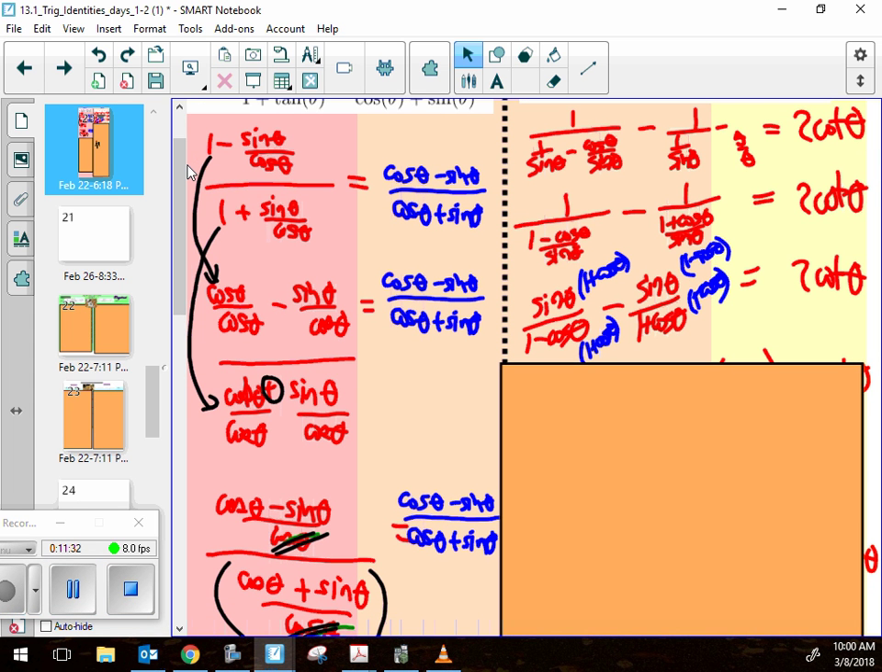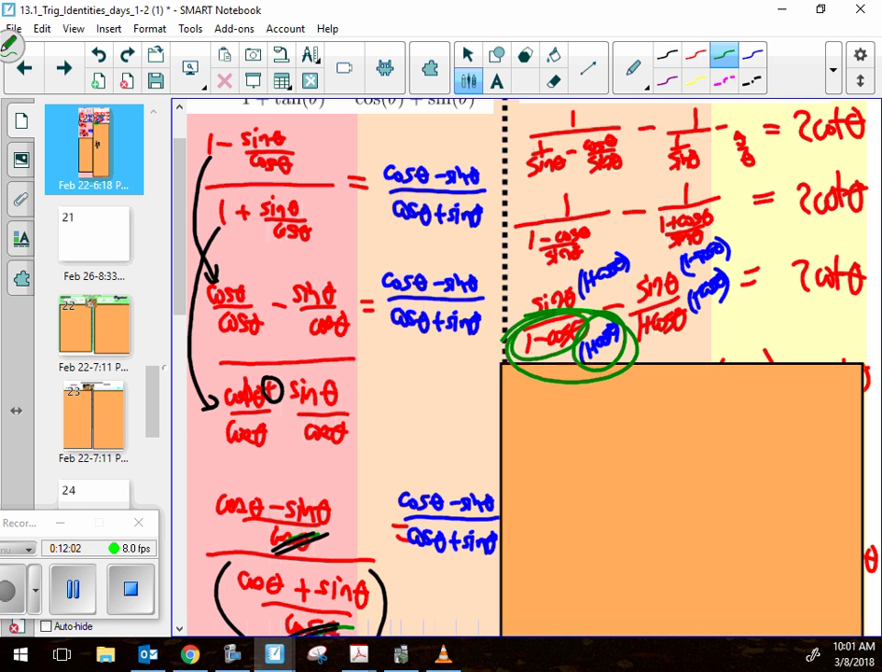So on this one, looks like multiplied by 1 plus cosine. Why would you take 1 minus cosine and multiply by 1 plus cosine? Because that's called conjugates. If you do conjugates, this becomes 1 minus cosine squared. Why is it good to get 1 minus cosine squared? Because that's the same as sine squared.